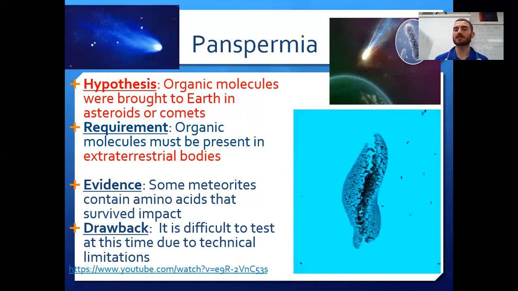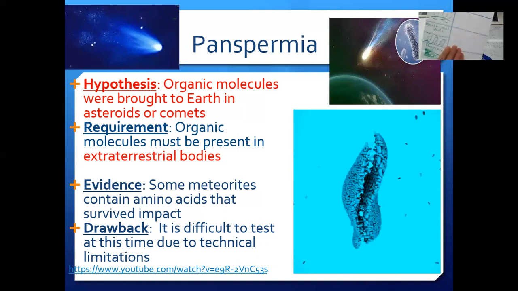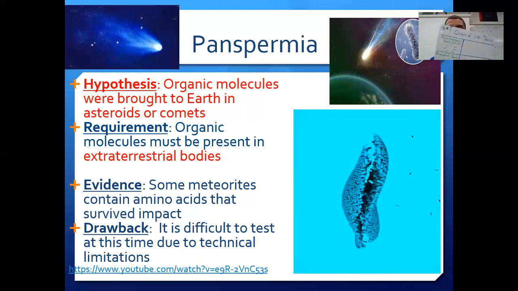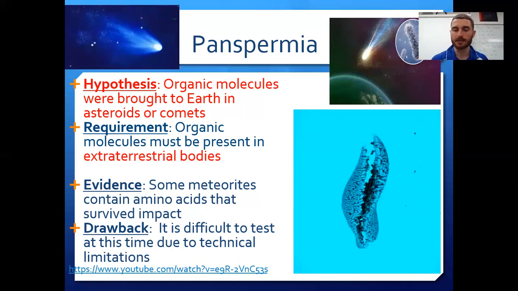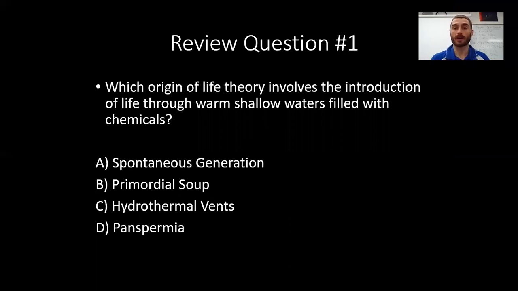So make sure page 7 should now be complete, students. We should have all the origin of life theories: spontaneous generation, primordial soup, hydrothermal vents, and panspermia. Oh, one more question. Which origin of life theory involves the introduction of life through warm, keyword shallow waters filled with chemicals? That would be, guys, B, primordial soup. Again, deep waters are hydrothermal vents, comets or asteroids are panspermia, and descent without creatures from before is spontaneous generation.